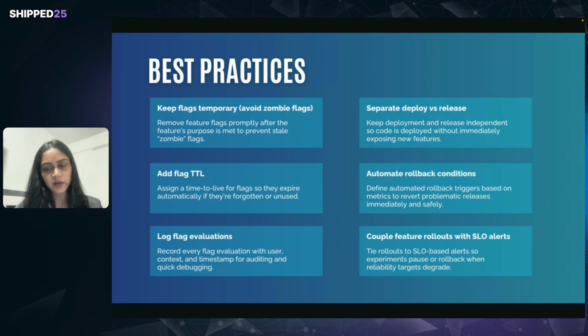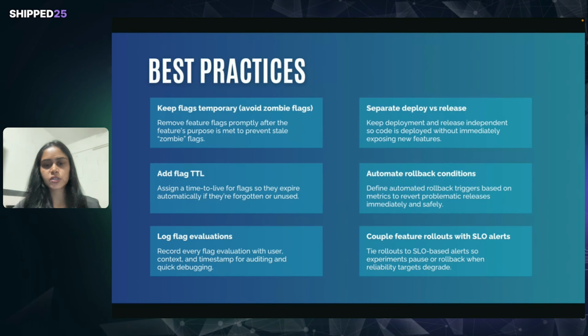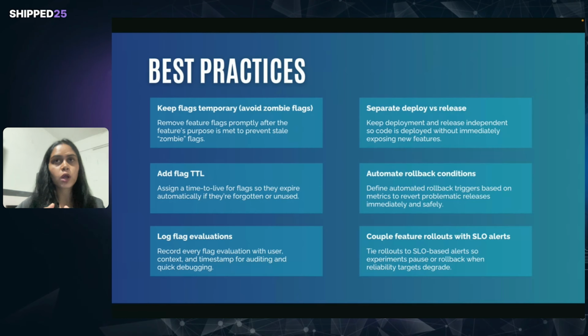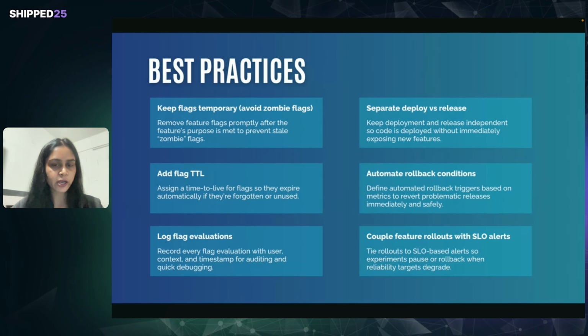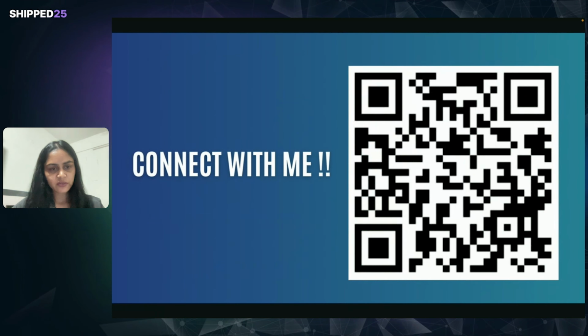And one last best practice I have mentioned here is that you can couple the rollouts with SLO-based alerts. If your reliability is going to dip, you can stop the rollout on a very urgent basis. So these are some of the best practices I have mentioned here. But apart from that, there are also many things that we can take care of. I guess I have already crossed my time. So that was the session from my side.